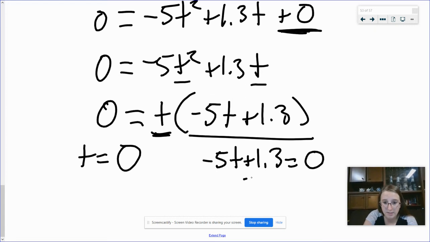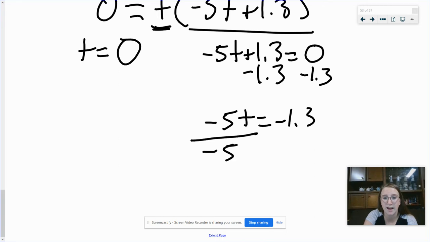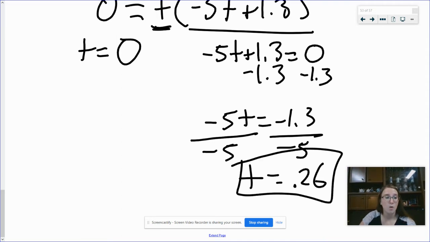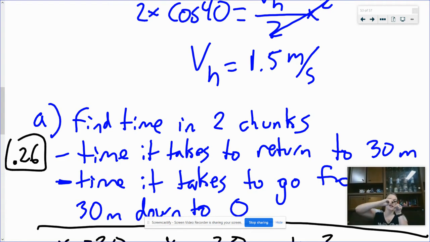I'm going to subtract 1.3 over. I got negative 5t equals negative 1.3. I'm going to divide by negative 5. And we are going to get that t equals 0.26. So what I have found is the time for the first chunk. I have found the time it takes to go starting at 30 and come back down to 30.